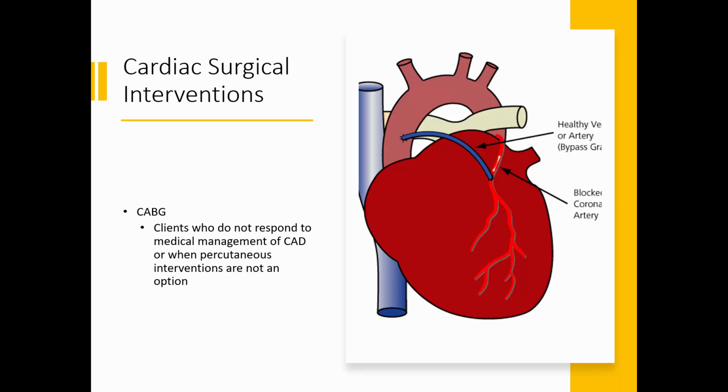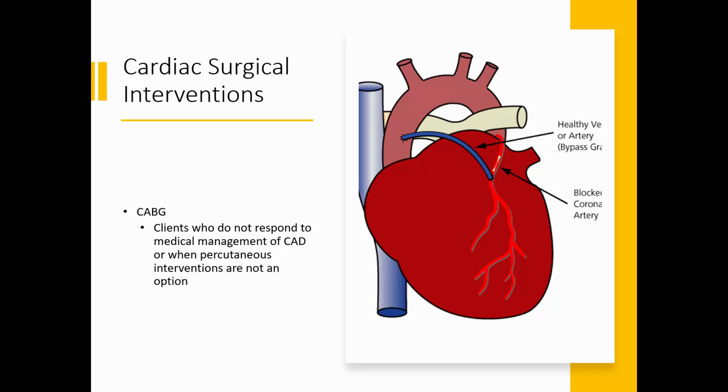So CABG stands for coronary artery bypass grafting. This is the most common type of cardiac surgery. What happens is during surgery, the occluded coronary arteries are bypassed with a patient's own venous or arterial blood vessels, or they could be replaced with synthetic grafts. So this is what we have to do when a percutaneous intervention is no longer an option.